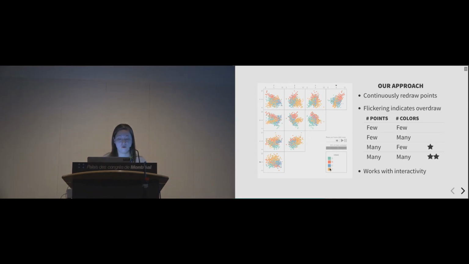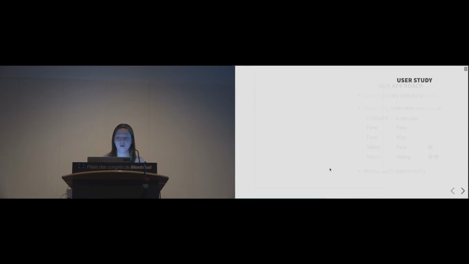Now, when we do this for an entire scatterplot matrix, this is a fairly small scatterplot matrix, a lot of the reaction initially is, okay, I can see how this works, but it's really distracting. So does this distracting nature of this animation basically lose any kind of performance boost that you might actually get from using this technique? So of course, we did a user study.